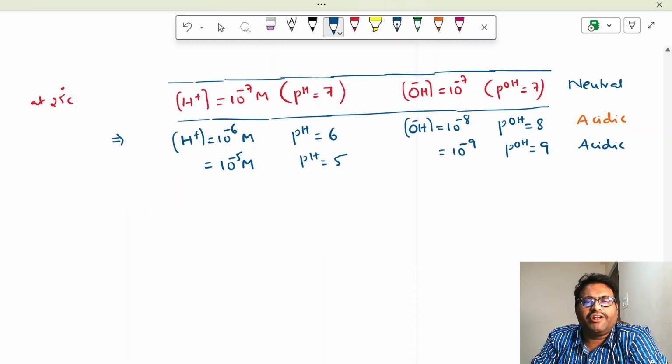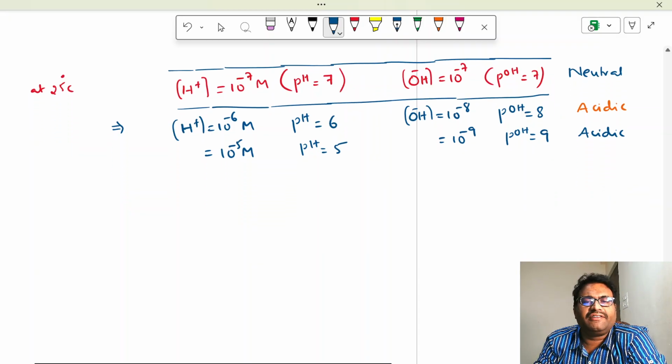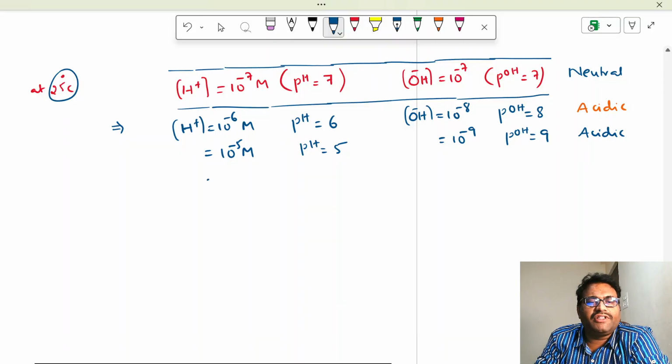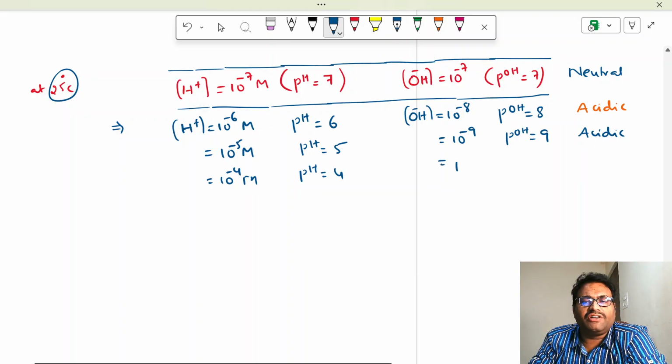So now, when pH is less than 7, that results in acidic solution, because H plus ion concentration is greater than 10 power minus 7. This is all at 25 degrees centigrade. So let us go with 10 power minus 4 molar. Then pH will be equal to 4. Here OH minus ion concentration is equal to 10 power minus 10. pOH is equal to 10. This is also again acidic.